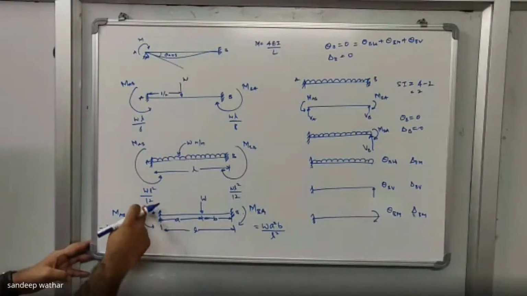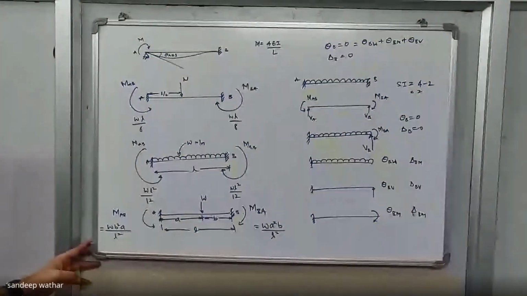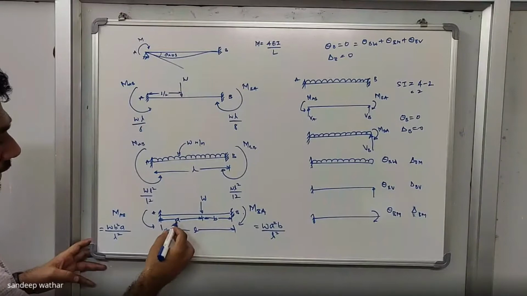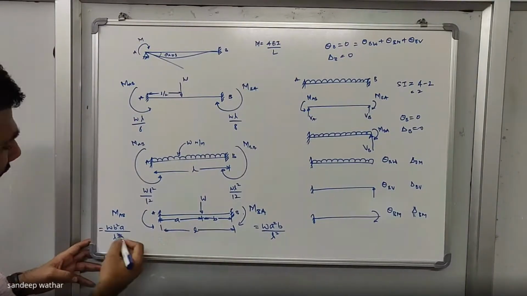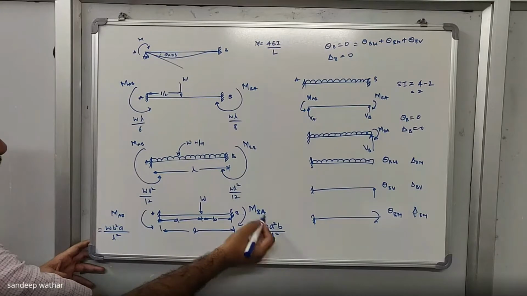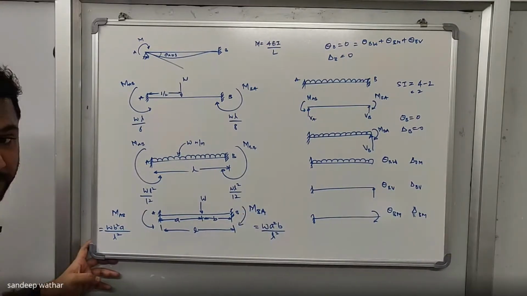By using these two formulas, we can calculate the end moments here. Now assume that W is 10 kilonewton, A is 4 and B is 3, and the length will be equal to 7 meter. You substitute all the values and find out how much is MAB, and similarly, substituting the values, you will get to know how much is MBA.